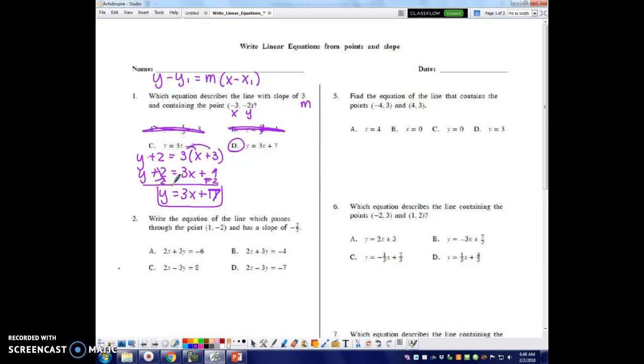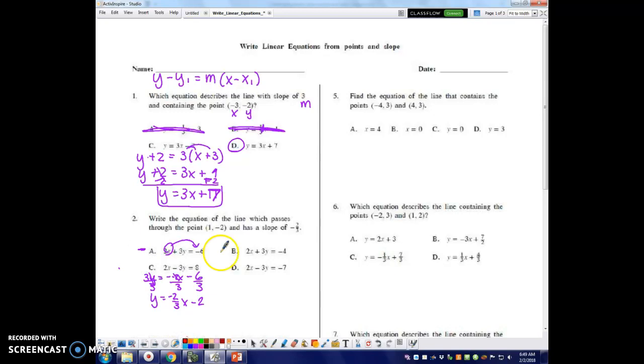Number 2 says write the equation of the line which passes through the point 1, -2, and has a slope of -2/3. So this one, we need to change them all into y equals. So A first, move the x, so it has 3y equals, when we move that x, it becomes a -2x minus 6. Sorry, that should be -2. Then we divide by 3. So y equals -2/3 x, and then -6 divided by 3 is -2. Does that have a slope of -2/3? It does, so A is still an option.